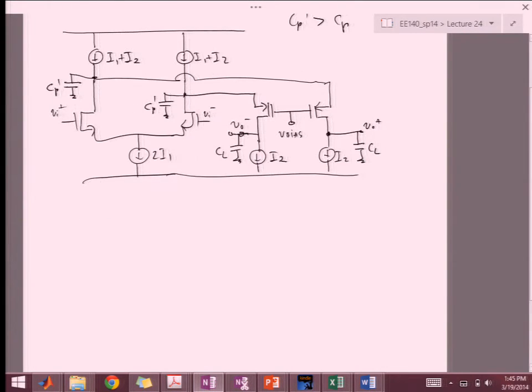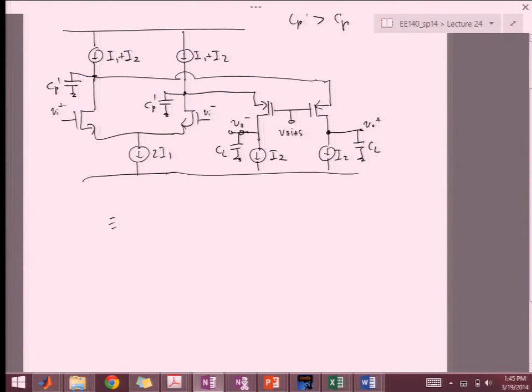So if you take a look at this, again, the half circuit is very similar to the cascode. Now here we have CP prime, and then we just feed this into CL. And on this one, we get VOD over 2.